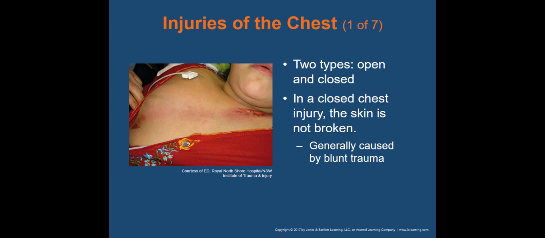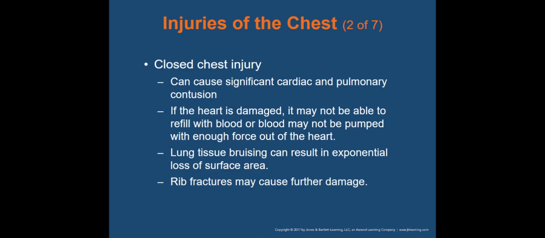So there are two types of injuries to the chest, open and closed. In a closed chest injury, the skin is not broken, generally caused by blunt trauma. Closed chest injuries can cause significant cardiac and pulmonary contusions. The heart itself can experience a contusion or a bruise that damages the muscle and prevents it from working appropriately. If the heart's damaged, it may not be able to refill with blood, or blood may not be pumped well enough to force out of the heart into the rest of the body.